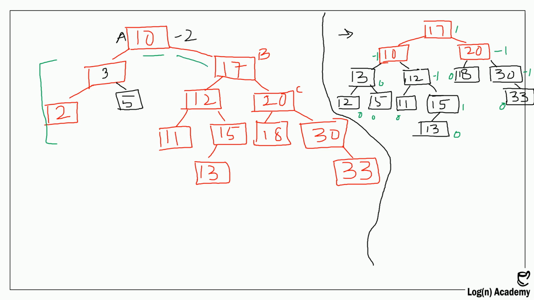Either we could choose this path, or we could have chosen RL, or we could have chosen LL. Sorry, RR. This is RR. This is on the right hand side. So we chose the RR rotation, and when we applied the RR rotation, we got the resultant like this.